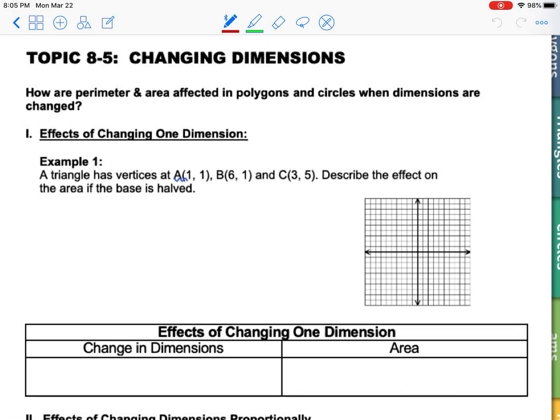So let's go ahead and label our triangle. A is at (1, 1). B is at (6, 1). And C is at (3, 5).